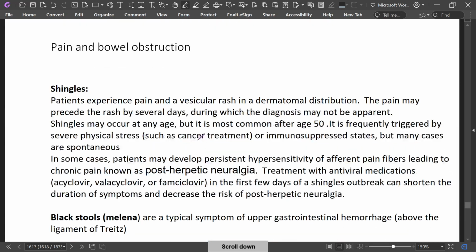Pain and obstruction, like shingles, a common thing. Patients experience pain and a vesicular rash in a dermatomal distribution. The pain may precede the rash by several days, during which the diagnosis may not be apparent. Shingles may occur at any age, but it is most common after age 50.